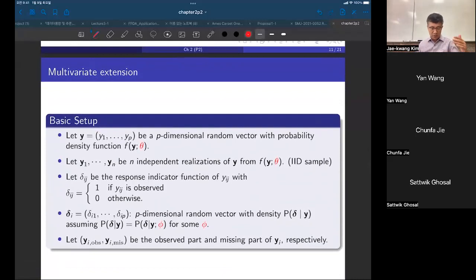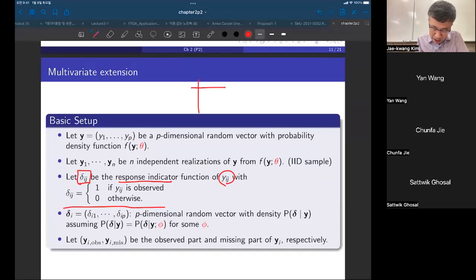So far we just covered the scalar y, and now we can generalize it to vector y's. The question is how the missingness is realized for y, and you can think of the response indicator function for y_ij by using this notation. So we allow that.